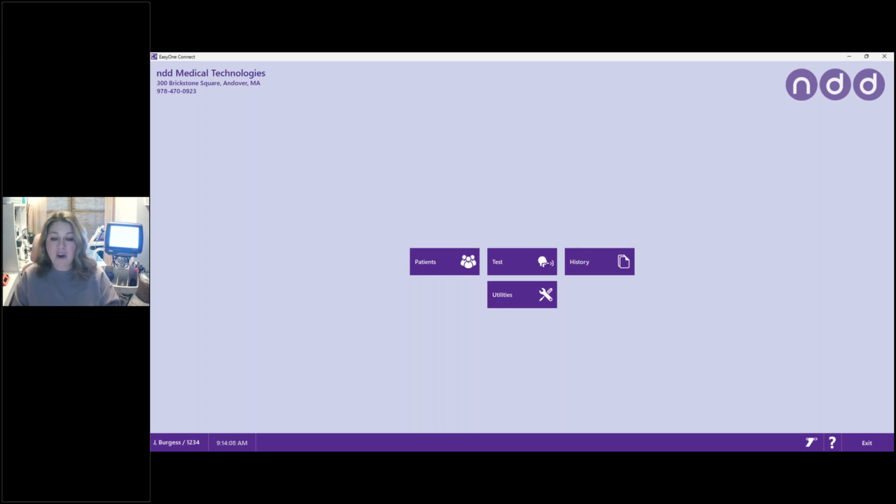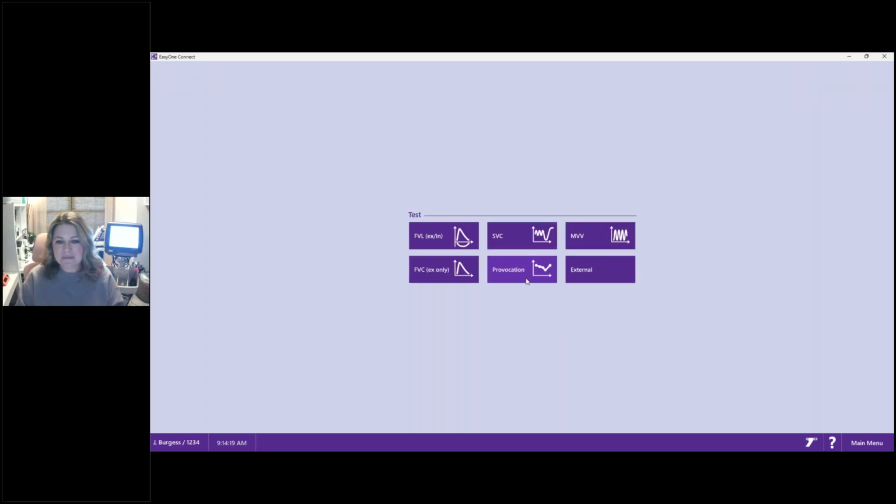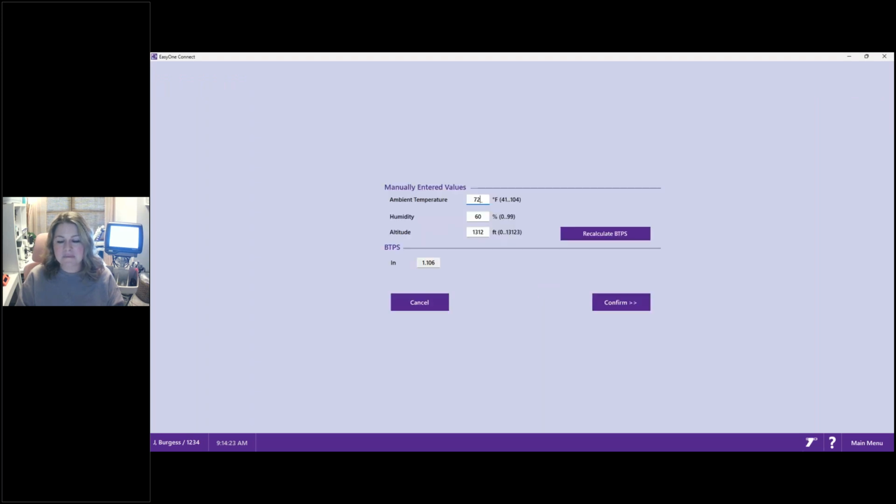All right, so I have already selected myself as a patient, and I can confirm my patient identity in the lower left-hand corner of my screen. I'm going to go to test. I'm going to go to the SVC test. I'm going to confirm or update my environmental factors and click confirm.